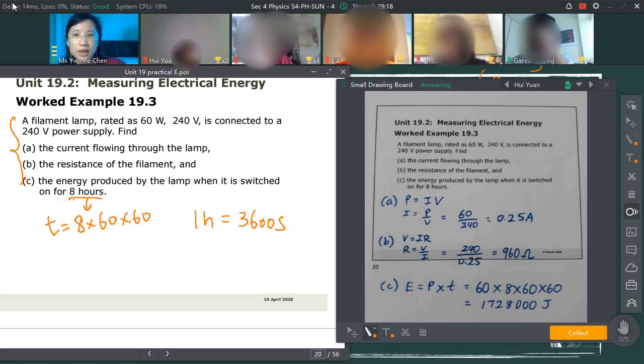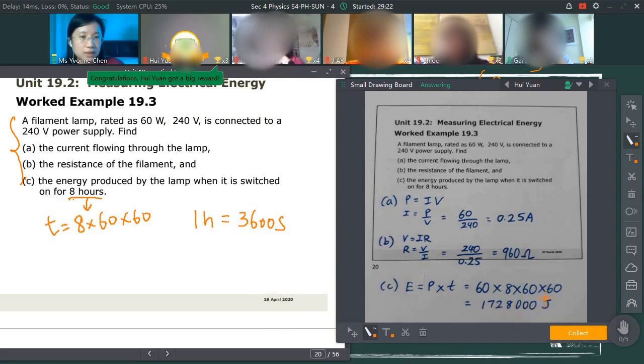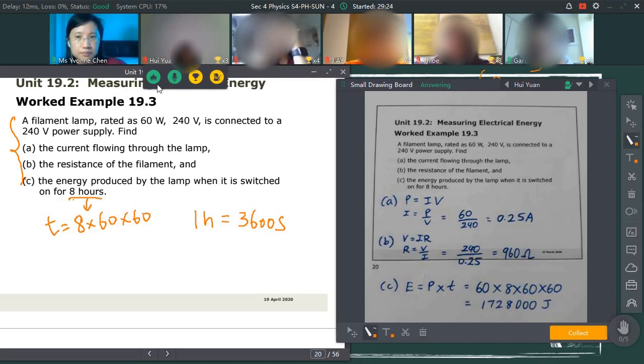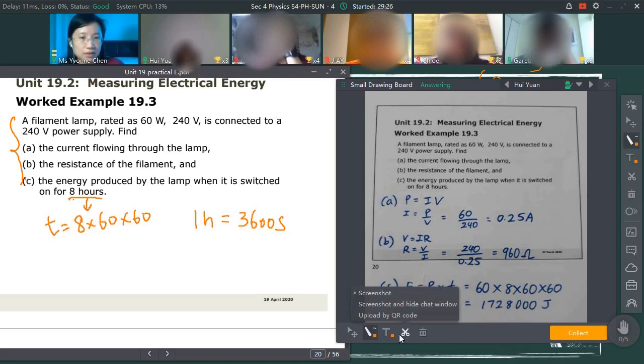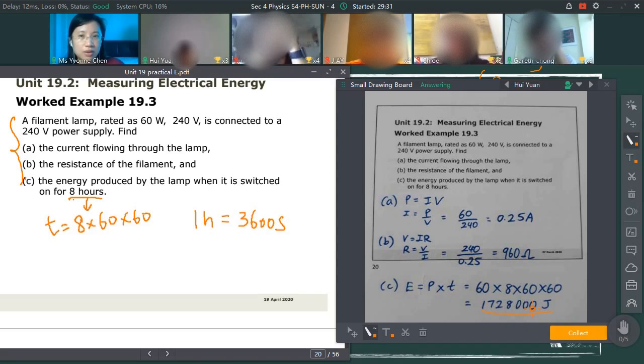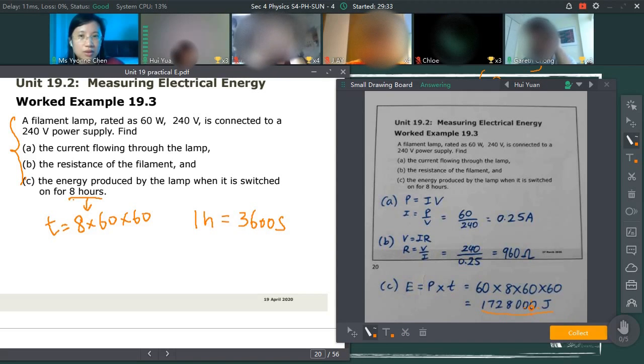Okay, Huiyuan, well done. Just that, there's one problem. Huiyuan, you look at this answer. Can you tell me how many SF are there? Four. Do we normally leave the answer in 4 SF for physics questions? Oh, 3 SF. Yes, so please change it to 3 SF.